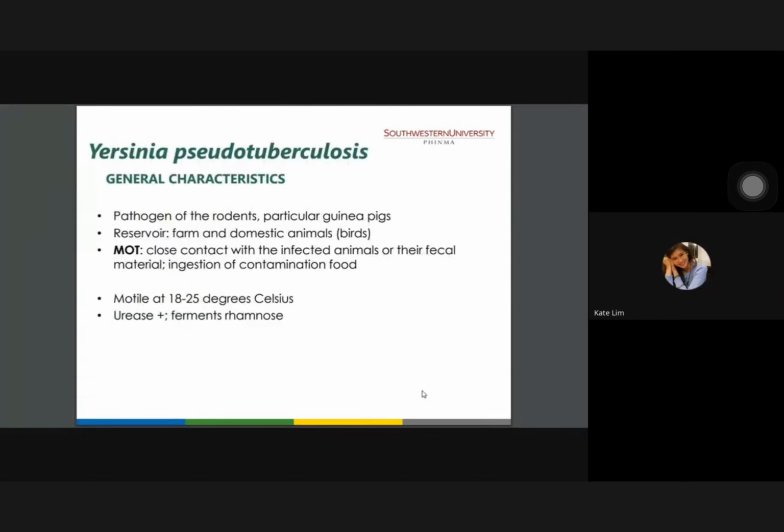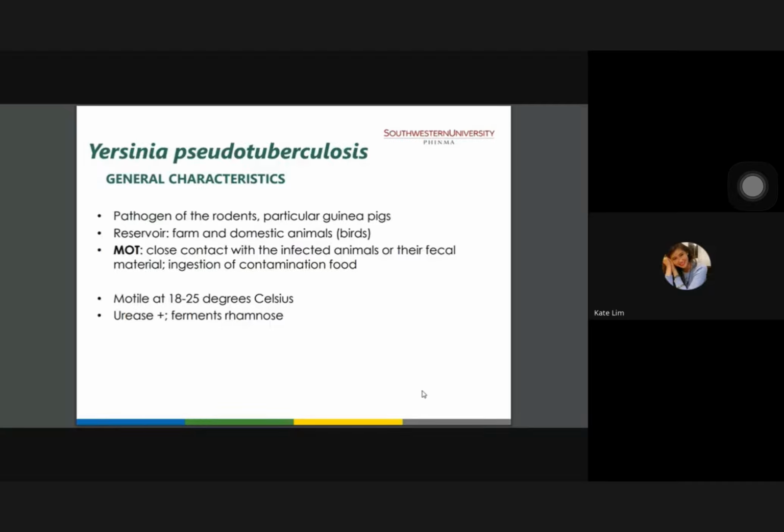So last but not the least is your Yersinia pseudotuberculosis. Yersinia pseudotuberculosis is a bacterium that is pathogenic primarily to rodents. But then again, it can also have an effect on humans. So we'll cover its primary reservoirs, modes of transmission, and some key biochemical characteristics to understand how it causes disease and how it can be identified in the laboratory as well.